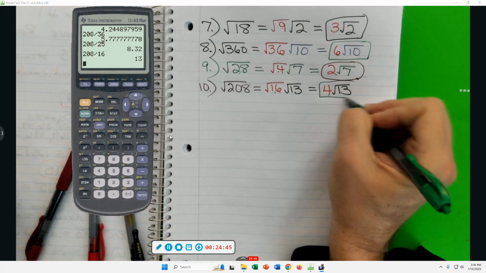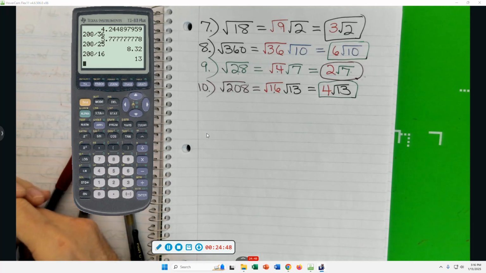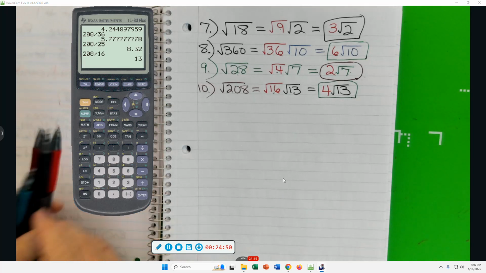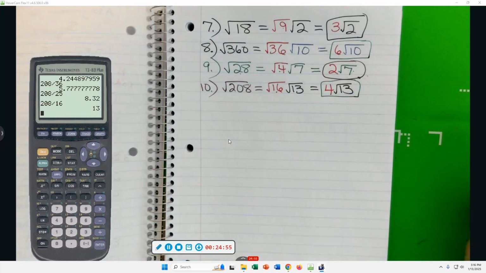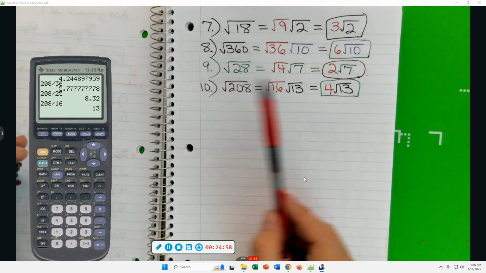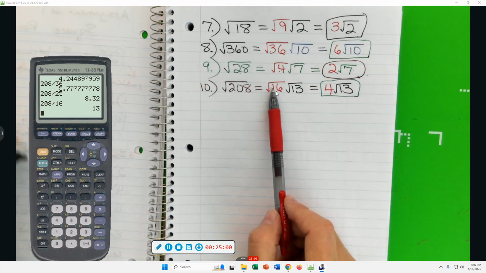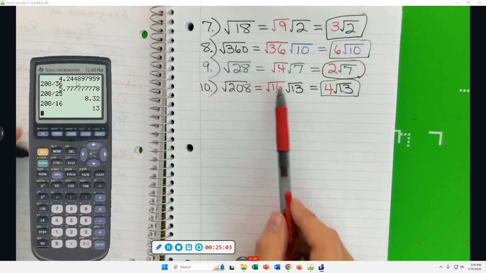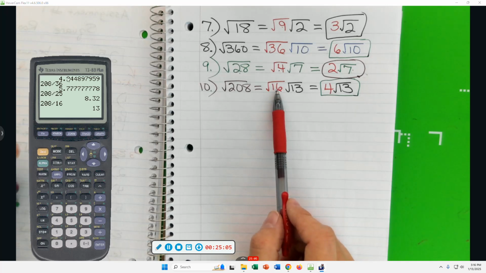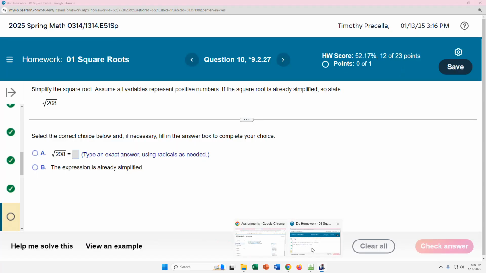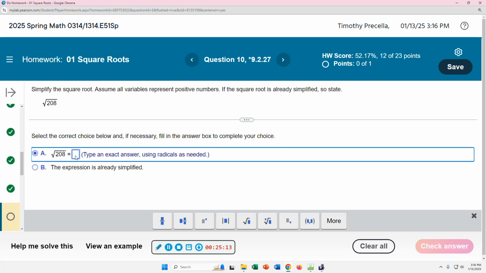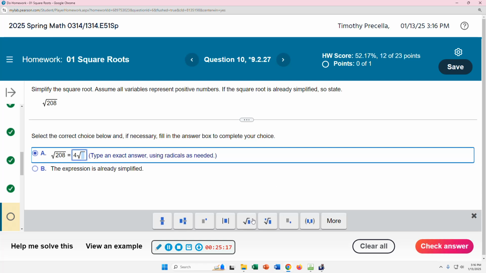Any questions on our logic there? You're asking yourself, what is the biggest perfect square that divides evenly into that number under the radical? And in this case, for us, it was 16. And how do you determine that? Well, I'd have a calculator with me to help with the number crunching. That's what we did here. So type in the answer, 4 square root of 13.